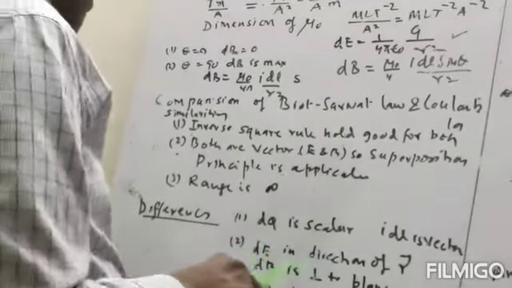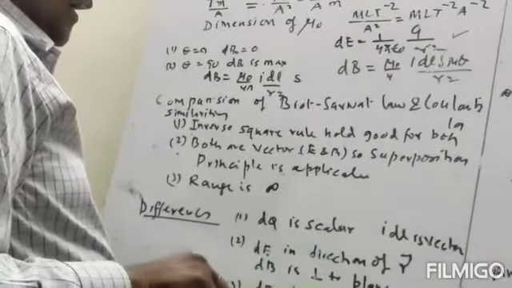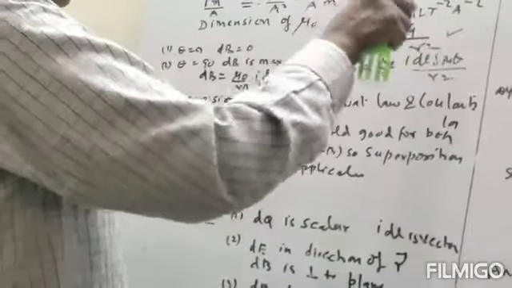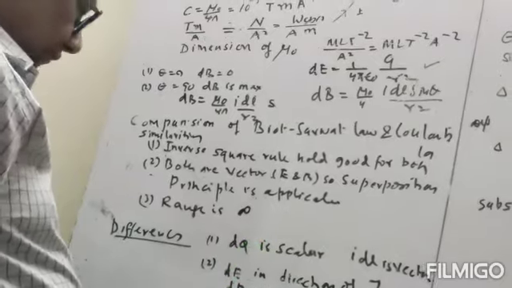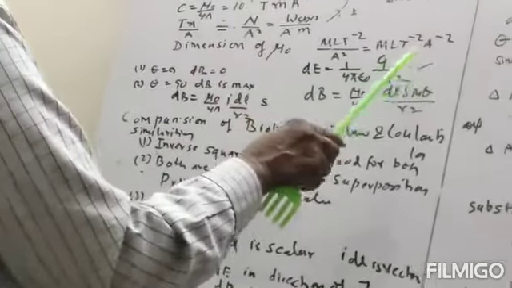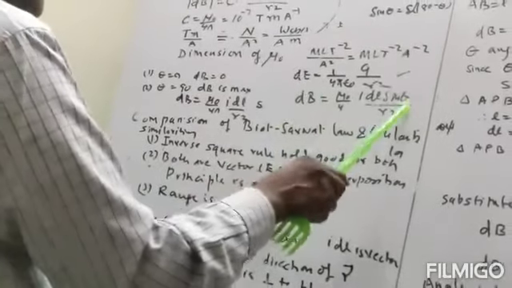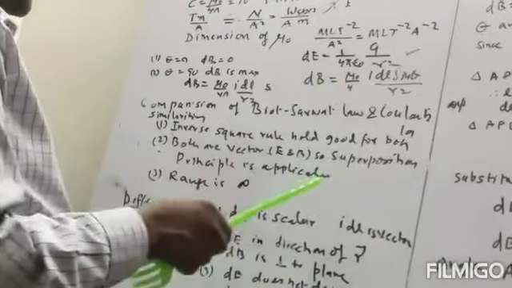Now the direction of dE is in the direction of R, whereas the magnetic field is perpendicular to R. The magnetic field is perpendicular to the plane, so it is perpendicular to R, whereas the electrical field is in the direction of R. Now, the electrical field doesn't depend upon theta, whereas the magnetic field, with the Biot-Savart law, depends upon theta, sin theta is there. So these are the differences.